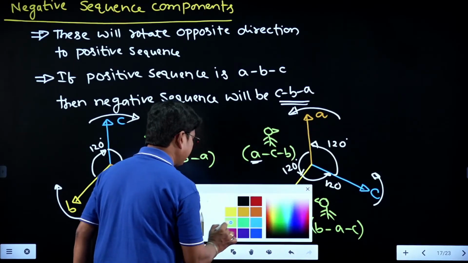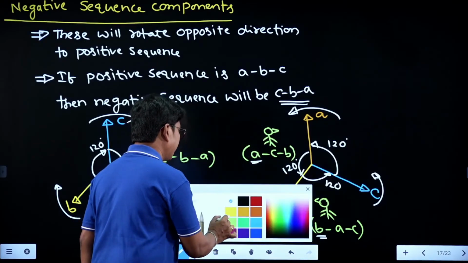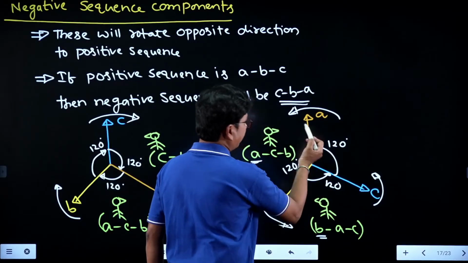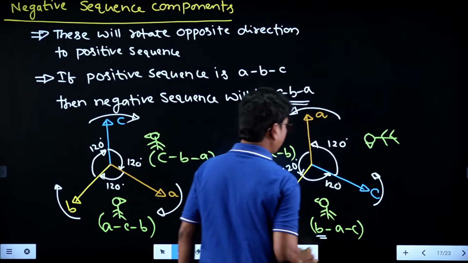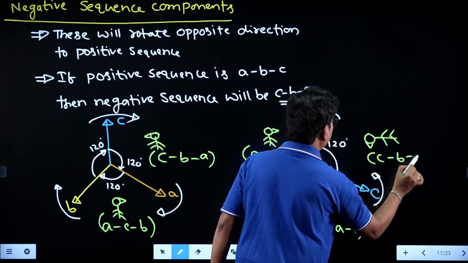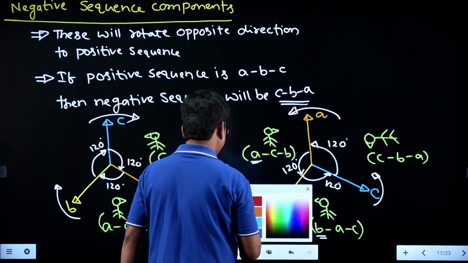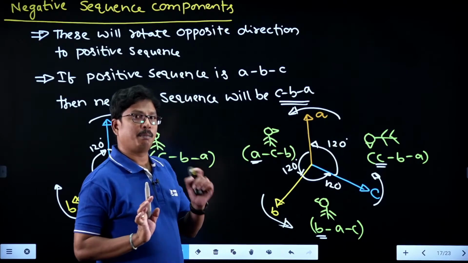You will get BAC when B phase is the reference. The same person can get CBA, right? The same person is looking in this direction, so he gets the first vector as C, then B, and then A. So whenever C phase is the reference, it is based on that.